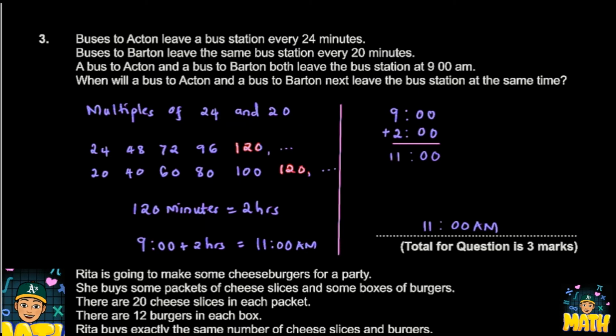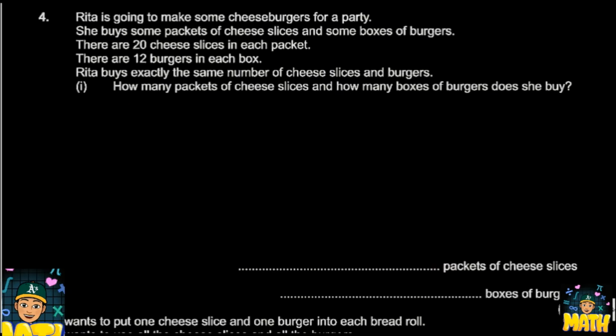So the next question is about Rita going to make some cheeseburgers for a party. So she buys some packets of cheese slices and some boxes of burgers. There are 20 cheese slices in each packet. There are 12 burgers in each box. So Rita buys exactly the same number of cheese slices and burgers. How many packets of cheese slices and how many boxes of burgers does she buy?